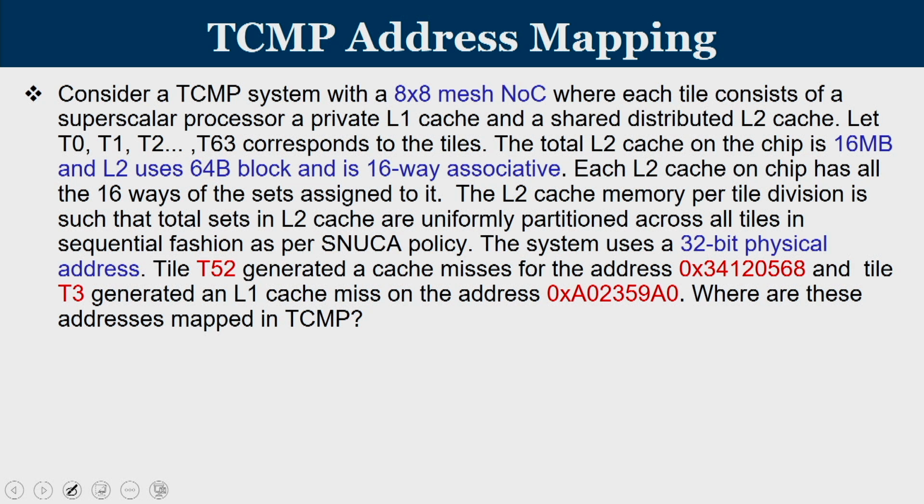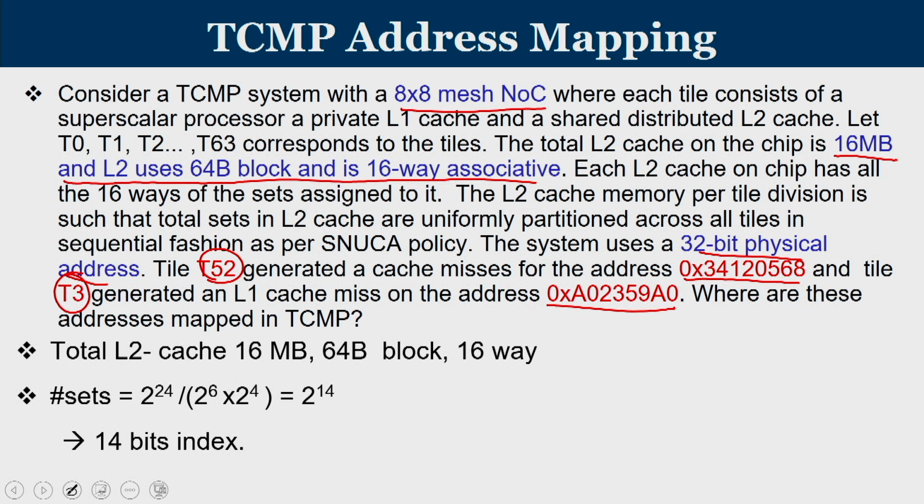So, let us rephrase the most important aspects of the question. I am talking about an 8x8 mesh NoC, and the L2 cache is a shared distributed L2 cache, 16 MB, which is 16-way associative with 64 byte blocks. We are using a 32-bit physical address, and T52 is generating the address 0x34120568, and T3 is generating another address, 0xA02359A0. Where are these addresses mapped in TCMP?